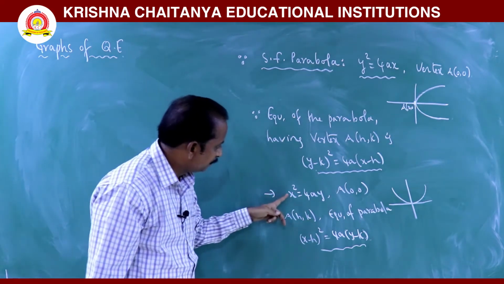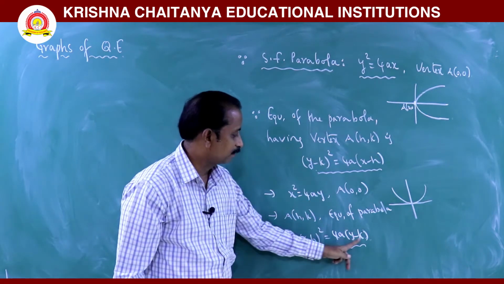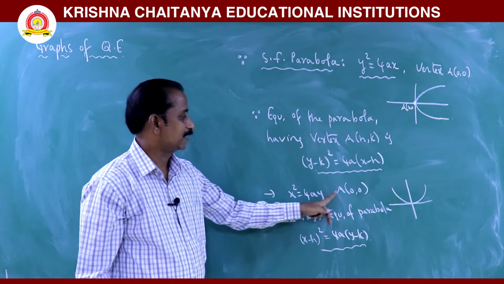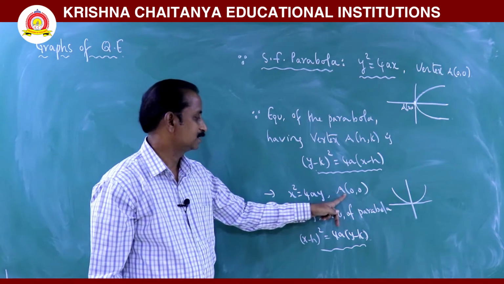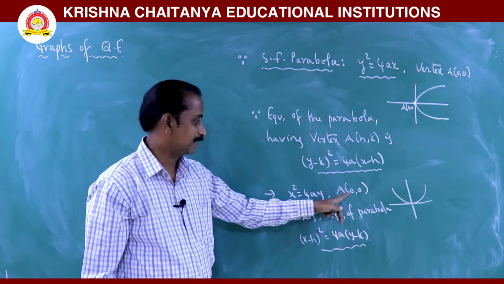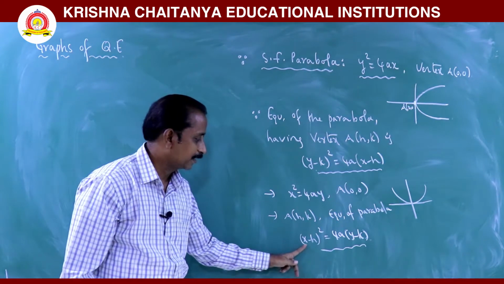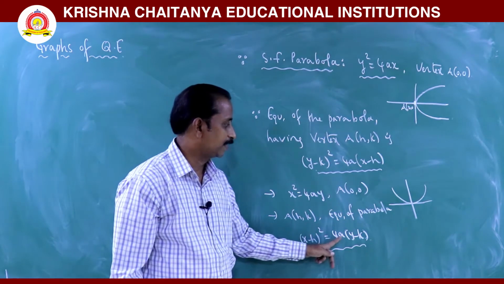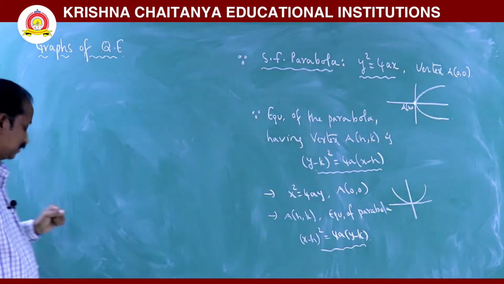What is the difference between x square is equal to 4ay and x minus h whole square is equal to 4a into y minus k? Here the vertex is the origin, there the vertex is h comma k. It means in this parabola the vertex is shifted to h comma k, giving x minus h whole square is equal to 4a into y minus k. So, these are the parabolas.